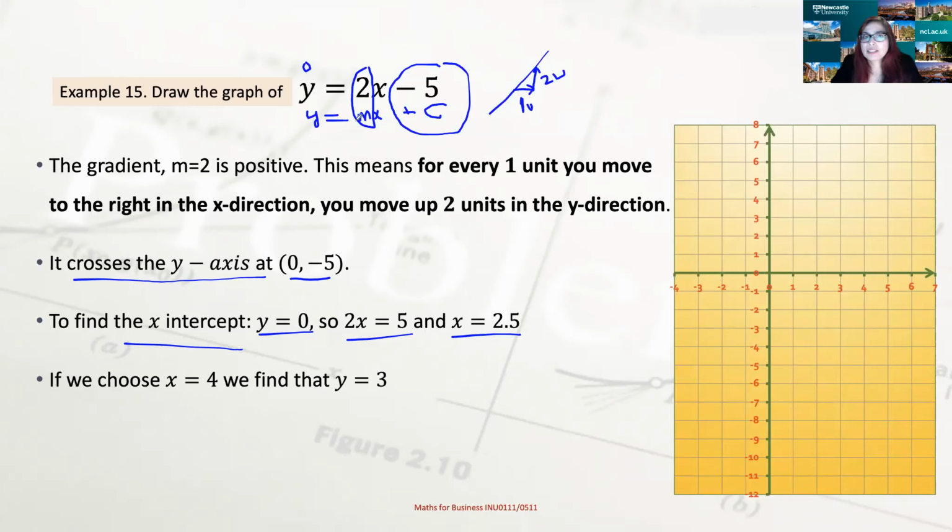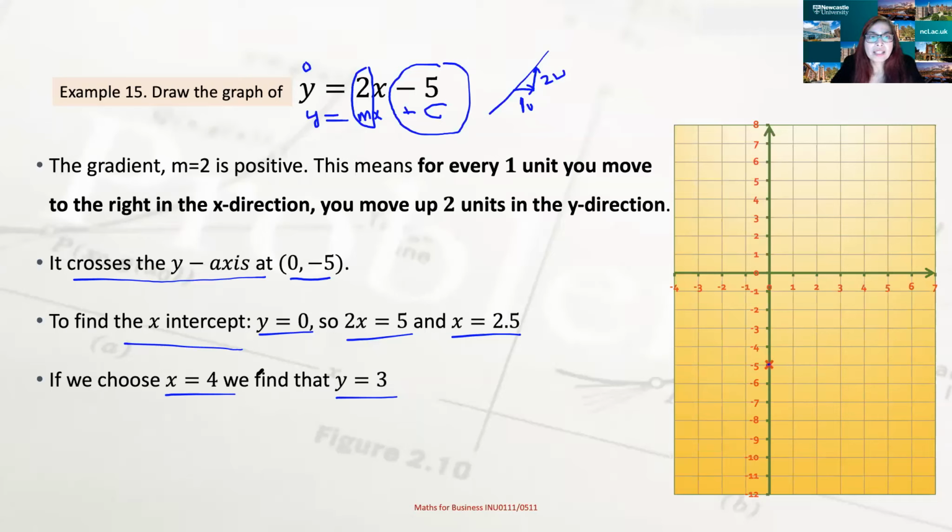Now you can take any value which is convenient for you. I'm taking x is equal to 4 here, it's up to you. With x is equal to 4, you can find the value of y by just substituting it. So I've got a few values here and I can draw the points. I choose the point (0, -5). Where is (0, -5)? That's my point.